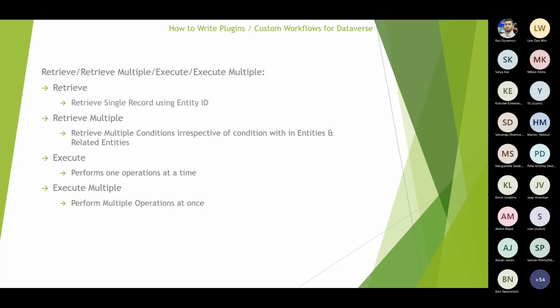In a single retrieve multiple we can fetch only 5,000 records, but there is code available where we can use pagination and retrieve more than 5,000 records in our code.